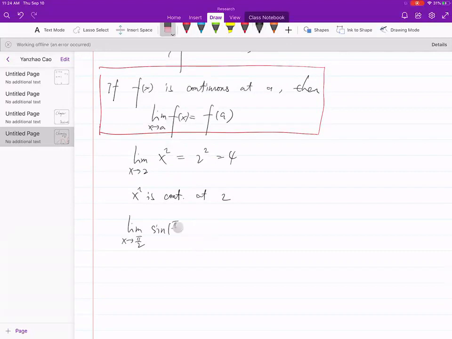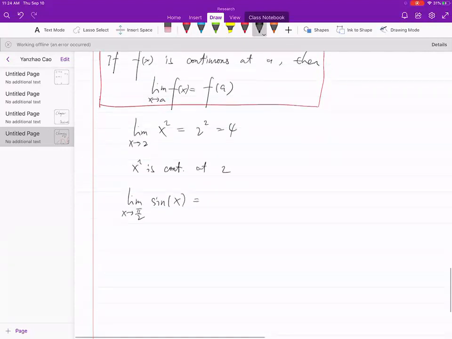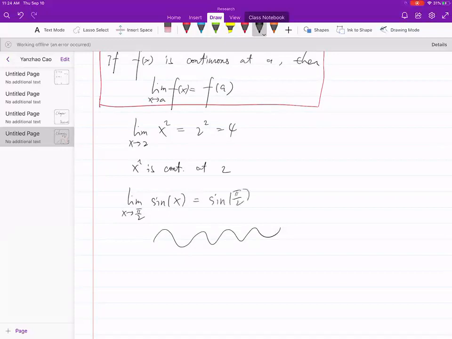Now sin x. What's the limit of sin x when x approaches pi over 2? Well, the graph looks like this. No holes, no vertical asymptotes, everything just behaves as it should. Then the limit should be the same as your function value. It doesn't get anywhere. So just plug in pi over 2. And hopefully you remember it. What is sine of pi over 2? Good. You should get 1.